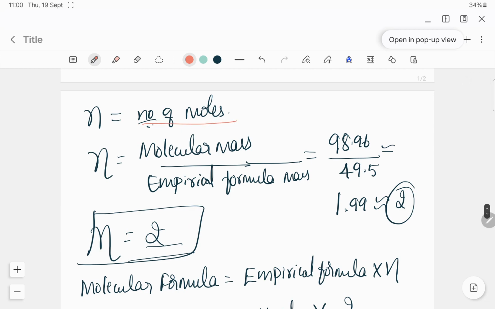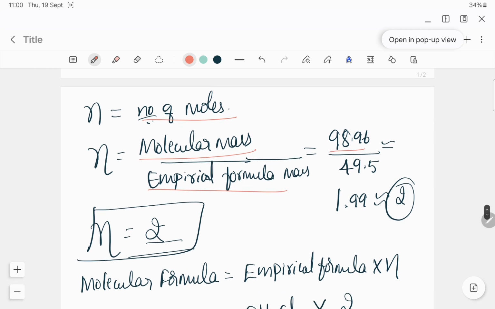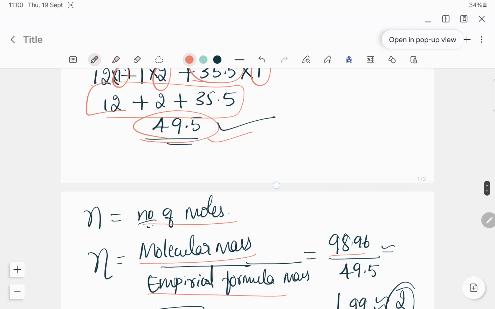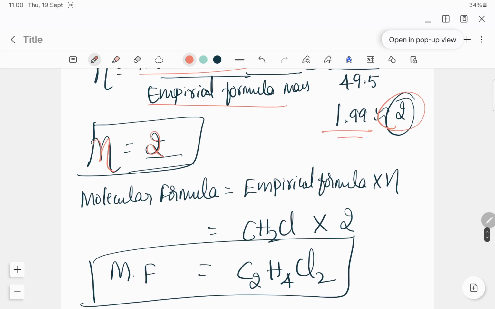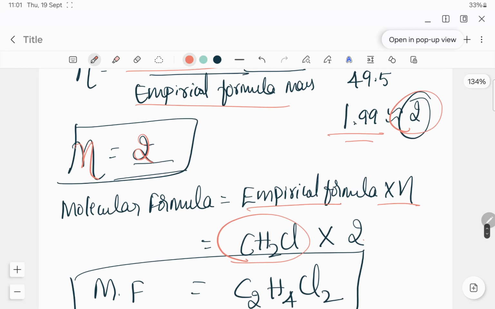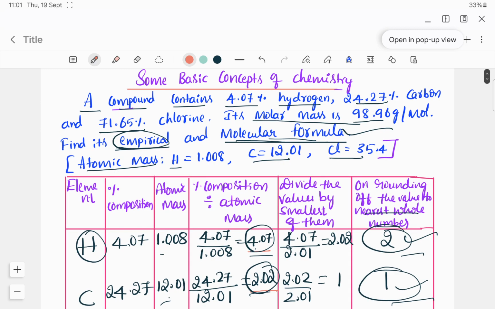Number of moles, how do we calculate it? We have one formula: number of moles is equal to molecular mass divided by empirical formula mass. The molecular mass is given in the question, 98.96, whereas the empirical formula mass we calculated here, we need to take here. Then finally we get the n value is 1.99, which is approximately equal to 2. Then molecular formula is equal to empirical formula into n. The empirical formula we got is CH2Cl, multiplied with n as 2, then finally we will get the molecular formula of the given compound. This is how we need to solve the problems based on this.